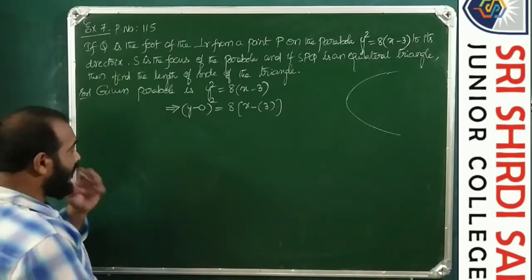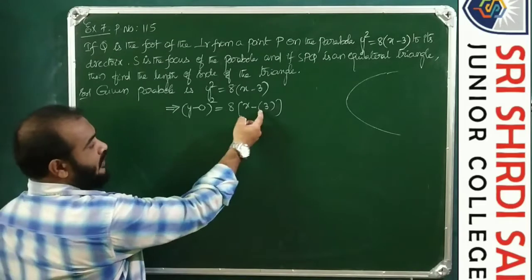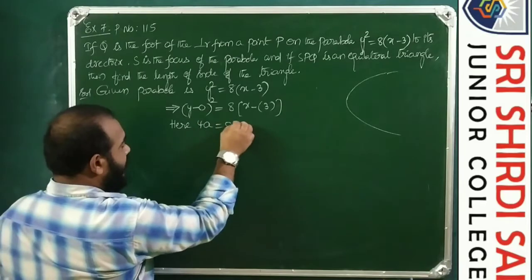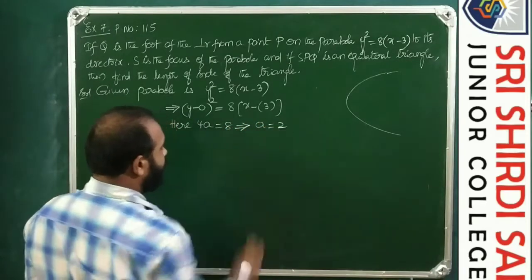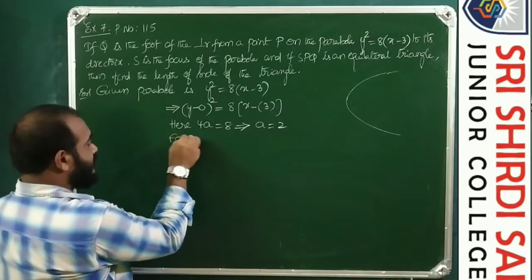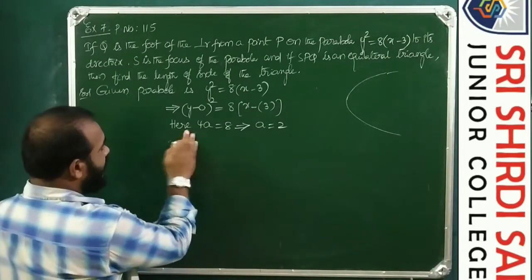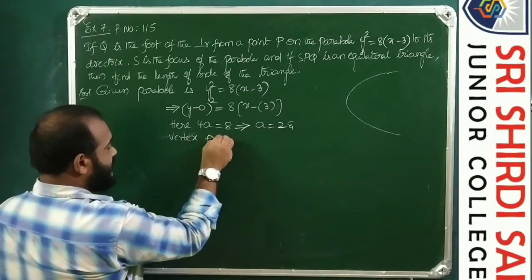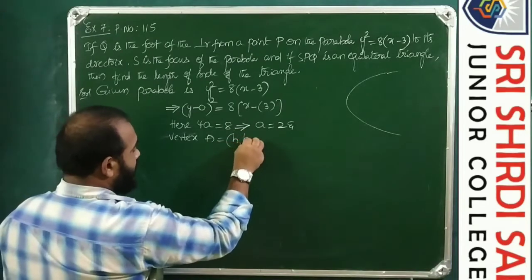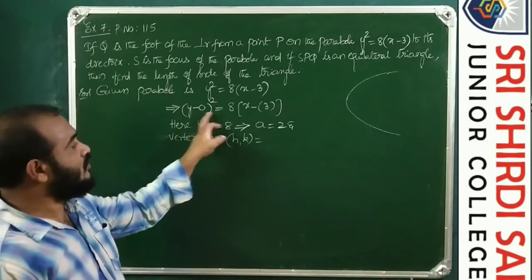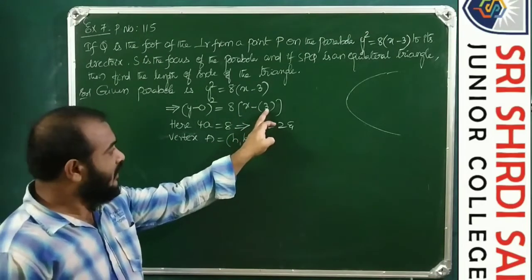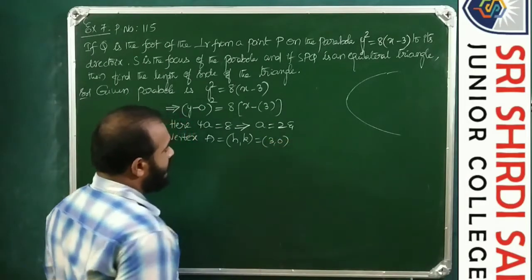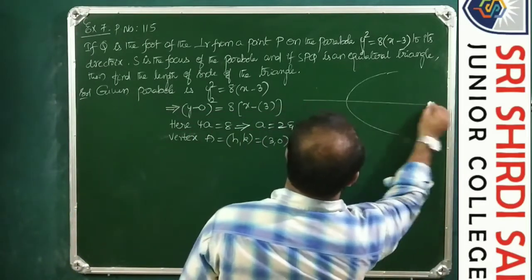So this is our form: (y minus k) whole square equals 4a into (x minus h). So here 4a is equal to 8, which implies a is equal to 2. The vertex A is (h, k). Comparing with (y minus k) whole square equals 4a into (x minus h), in the place of h it is 3, and k is 0. So the vertex is (3, 0).